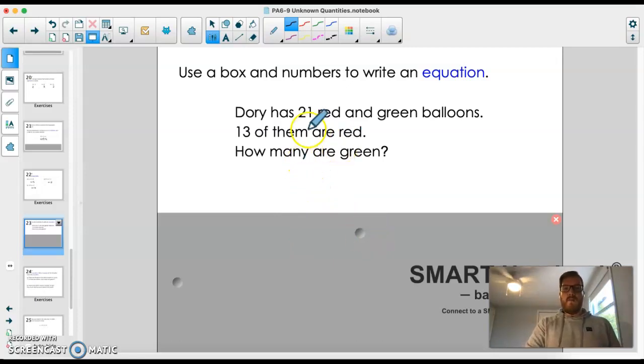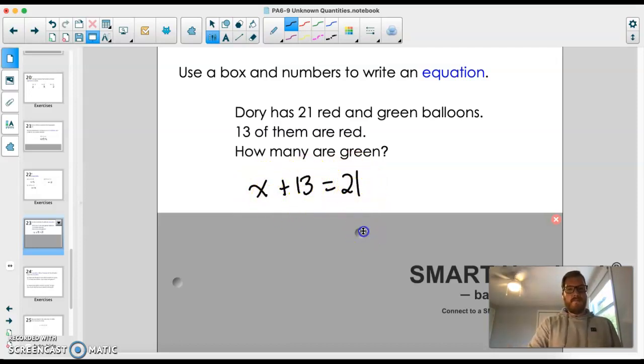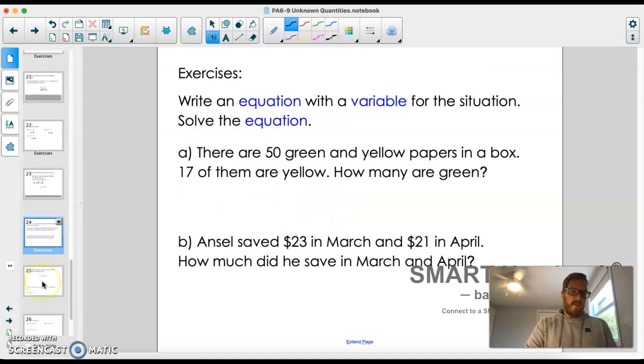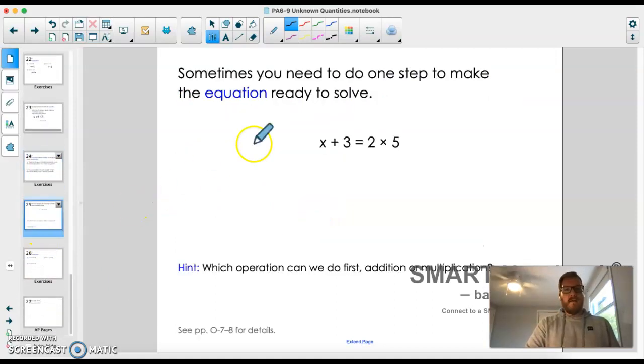Say Dory has 21 red and green balloons, 13 of them are red. How many are green? So I'm going to say that's some number plus 13 equals 21, okay? This x represents the number of green balloons, this one's red, and then this is the total of red and green balloons. And so again, there's some practice there. You can pause it if you'd like to practice them before you get into the workbook, or you can get into the workbook problems, right?